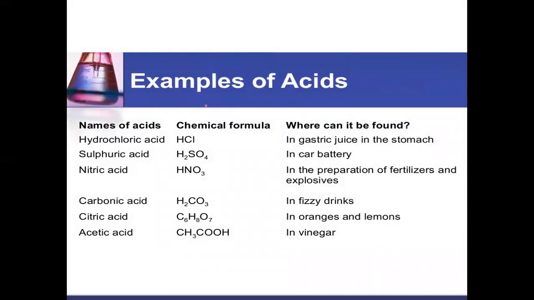Examples of acids: names of acids, chemical formulas and where they can be found. Hydrochloric acid, chemical formula HCl, is found in gastric juice in the stomach. Sulfuric acid, H2SO4, is in a car battery. Nitric acid is used in preparation of fertilizer and explosives. Carbonic acid, H2CO3, is in fizzy drinks.